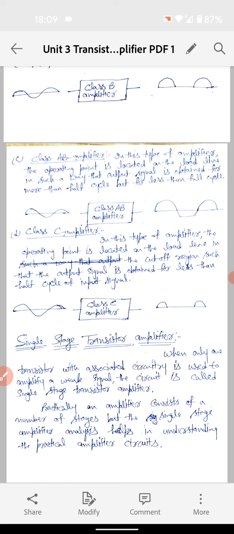And this is an important question. You might see this question as it is in your exam: what is an amplifier, and classify the amplifiers. What are the classifications of amplifiers? So you can do that.